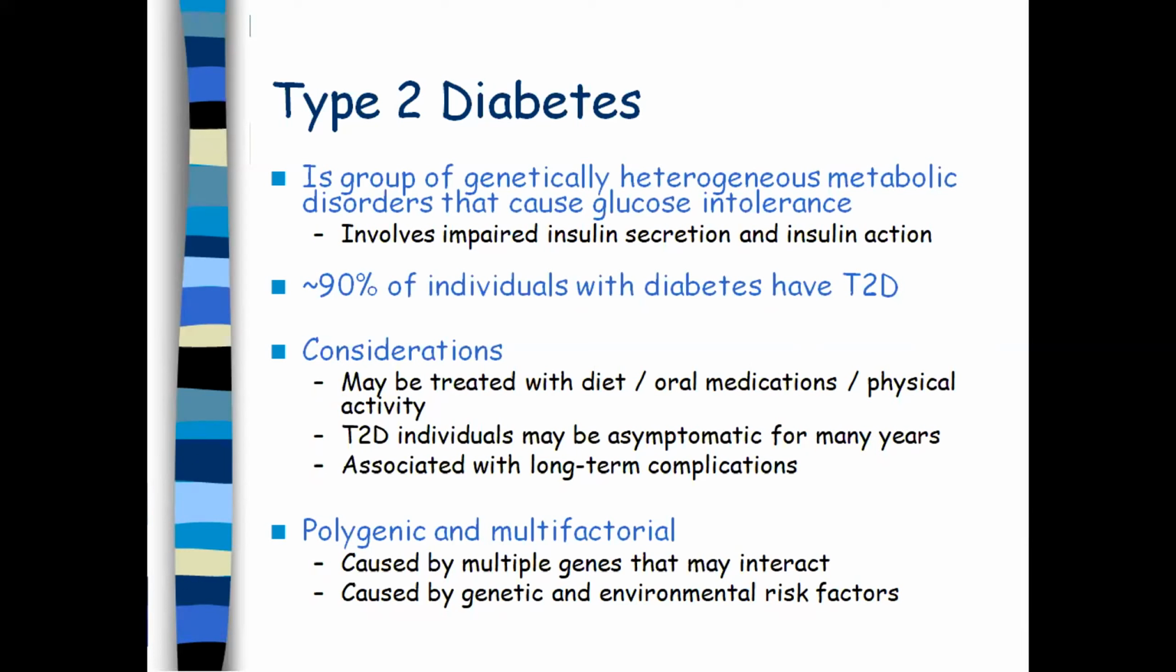Approximately 90% of individuals with diabetes have type 2 diabetes, which may be treated with diet, oral medication, and physical activity. A person suffering from type 2 diabetes may be asymptomatic for many years unless the glucose level is estimated, and it is associated with long-term complications such as neuropathy, nephropathy, retinopathy, or microangiopathy.